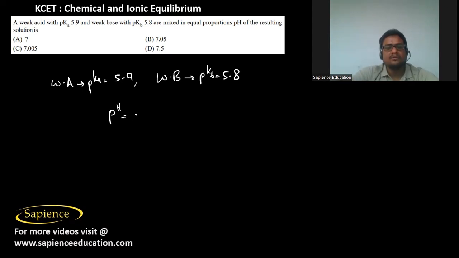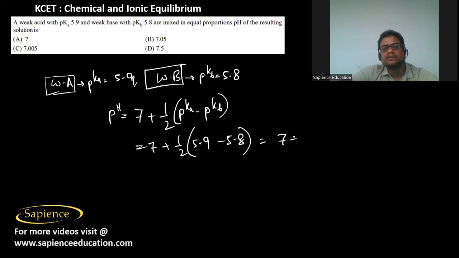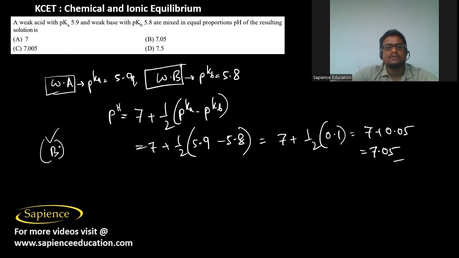So the pH value for a solution of weak acid and a weak base is given as 7 plus half of pKa minus pKb. So that will be equal to 7 plus half of pKa, which is 5.9 minus 5.8. So that will be equal to 7 plus half of 0.1. So that is 7 plus 0.05. So that is 7.05. So option B is the correct answer.